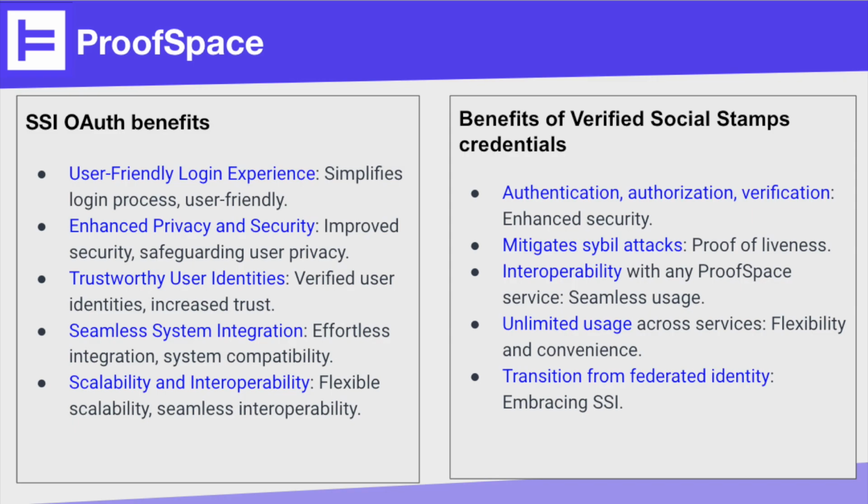Using verified social stamps can be beneficial in various cases. For example, it can assist in user authorization, authentication, or validation, such as proof of liveness to mitigate the risk of Sybil attacks. These credentials can be used by any ProofSpace service an unlimited number of times. On the other hand, zero-knowledge predicates provide a way to specify additional conditions for the required social stamp, such as date of issue. The SSI OAuth significantly simplifies the user experience for login procedures.